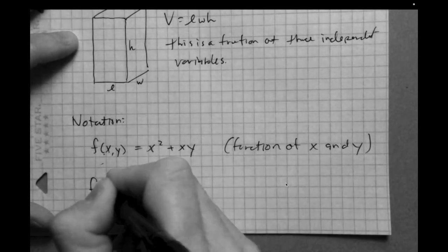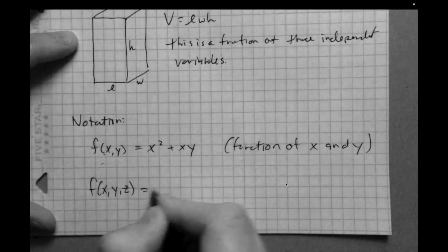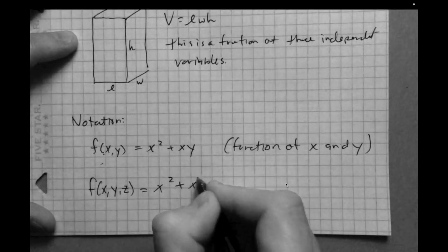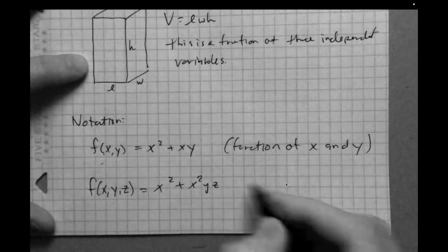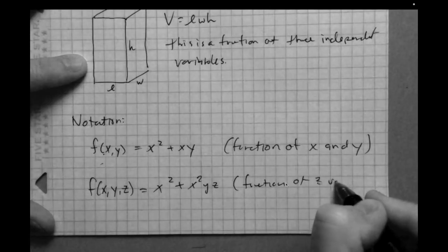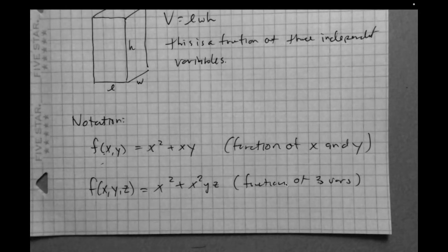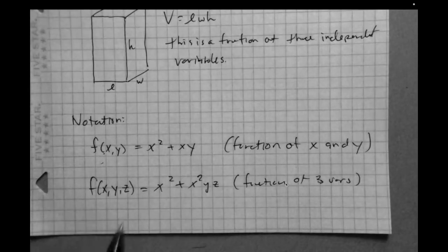All right, similarly, if you have three variables, this would be something like x squared plus x squared y z or something. So this is a function of three variables. All right, so you can kind of get the picture here. You can just list whatever variables are in the function just inside the parentheses in this manner. That's kind of how this stuff is notated.